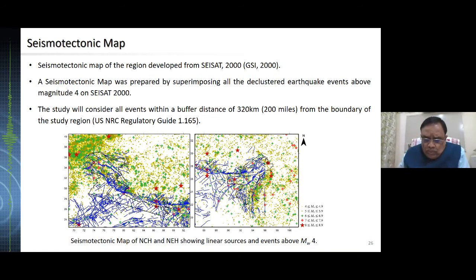The earthquake events were pre-processed to check for uniformity of magnitude, repetition of events, foreshocks, and aftershocks before developing the map. Please note that these maps don't have repetition of events. Foreshocks are removed, aftershocks are removed, as much as possible using the present standard methodologies that we have adopted. And a 300 kilometer buffer area from the boundary was also considered for the analysis.